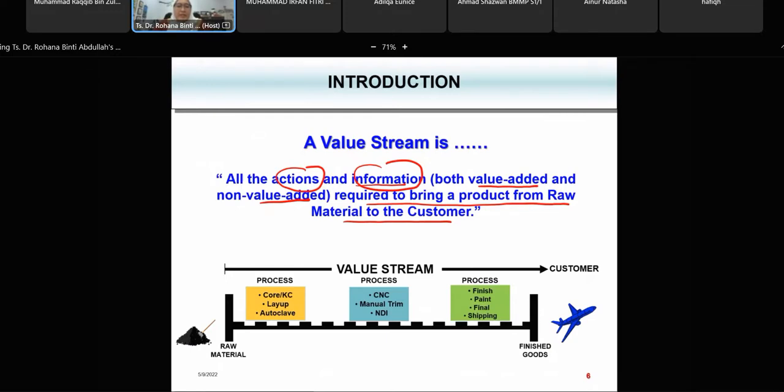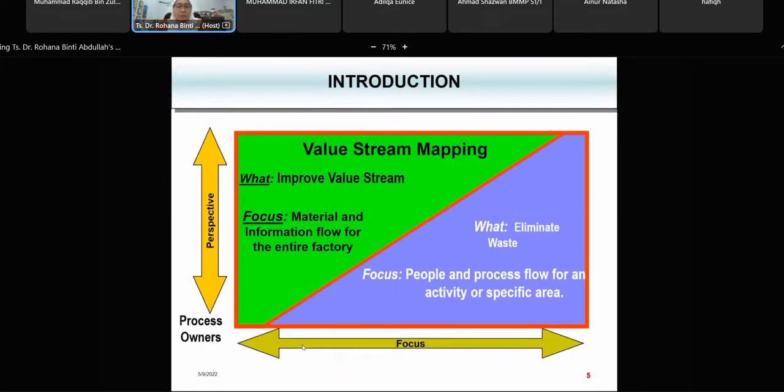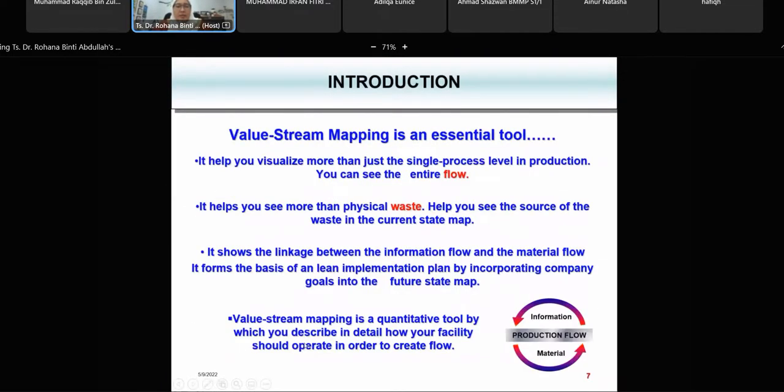Okay, that is the point. So we will map every activity one by one, so that it can help you visualize the entire flow. It helps you to see the waste, so that you can identify the source of waste. And it shows you the linkage between the information flow and the material flow.